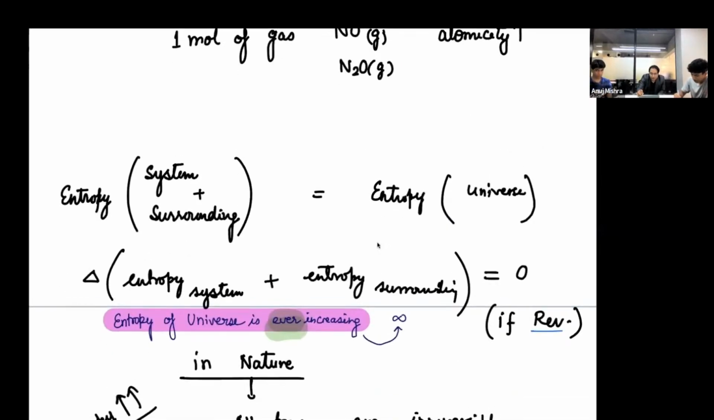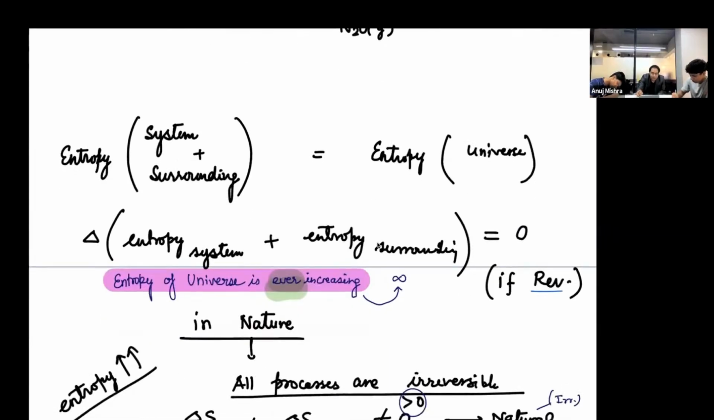In nature, all processes are irreversible, and entropy of universe is ever increasing to become maximum. So what will happen if it reaches maximum? It will not reach maximum. It is always tending to become maximum. That's why the word is ever increasing. Okay. It just keeps on shooting up.